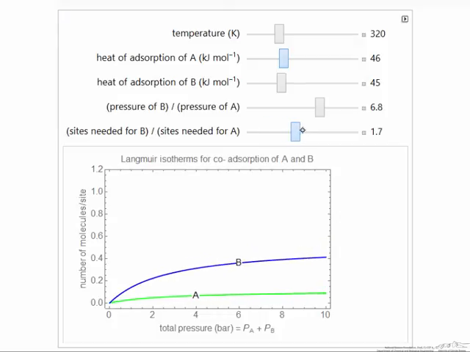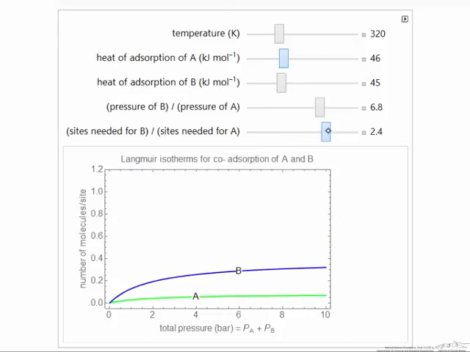If I change the number of sites, so more sites are required for B, then the loading of B goes down. There are just fewer sites available on the surface. And so by manipulating these parameters, hopefully you get a better feel of what's going to be adsorbed on a surface and how dramatically the amounts adsorbed depend in particular on the heat of adsorption, but also on temperature.